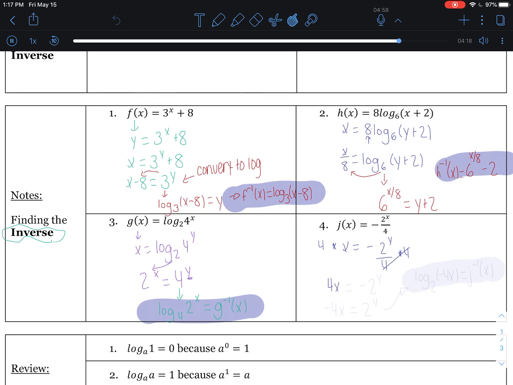Okay, so I end up with 4x is equal to negative 2 to the y power. Now this negative is also not being taken to the y power, so I'm going to multiply both sides by negative. So I have negative 4x is equal to 2 to the y power. And now finally, we're going to convert one more time. Log base 2 of negative 4x is equal to y, or in this case, j inverse of x.